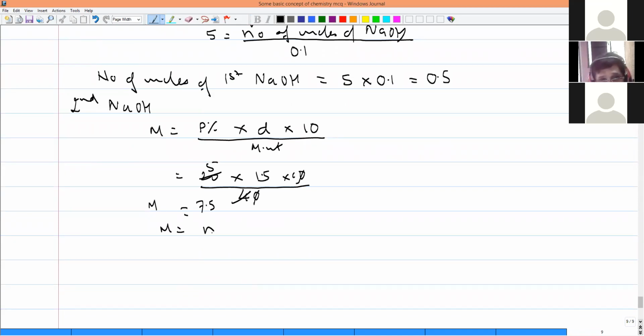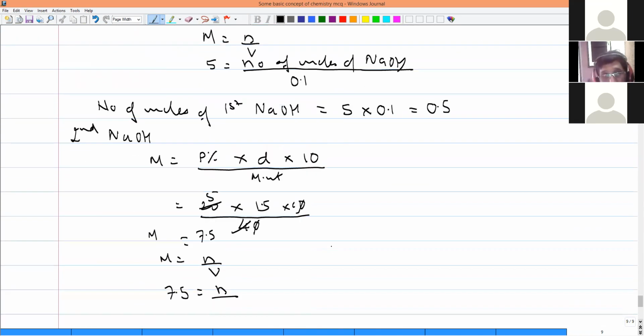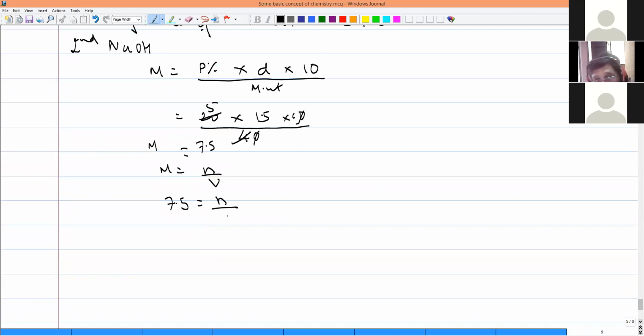Now we need the number of moles. Molarity is equal to number of moles upon volume. Molarity is 7.5. The volume given is 200 ml, so that comes to 0.2. So N is equal to 7.5 into 0.2, which is 1.5.